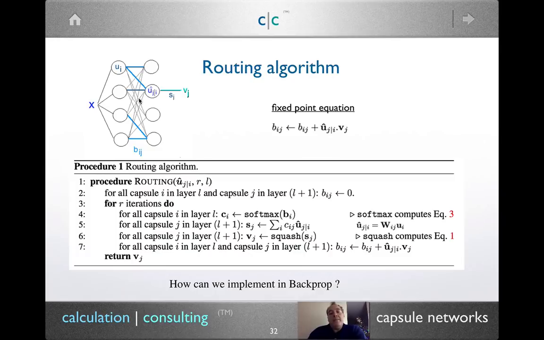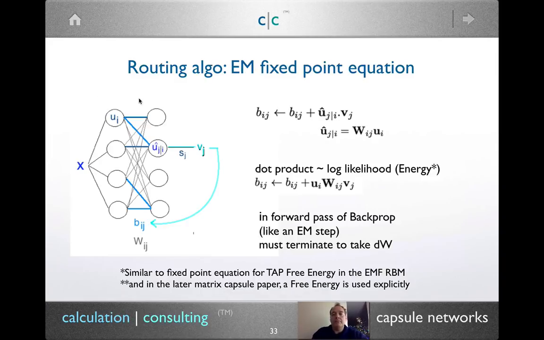Now, how would we implement this in backprop? That's kind of the trick, right? We're going to be doing SGD training, so we need to implement this in backprop. So what's going on? Well, we can imagine that the routing algorithm is like a fixed point equation for expectation maximization. We have a fixed point equation, and in fact, it kind of looks like an energy. It kind of looks like UWV.